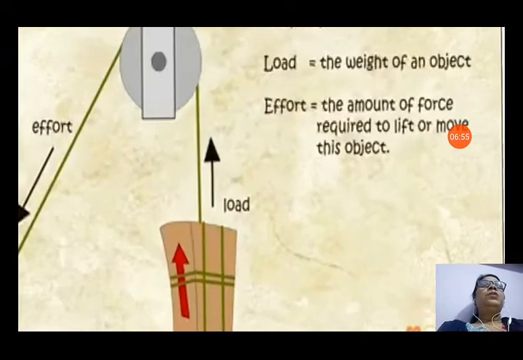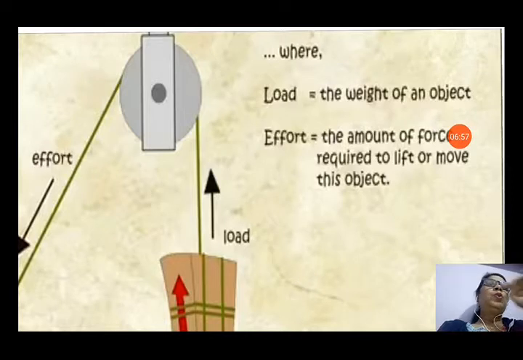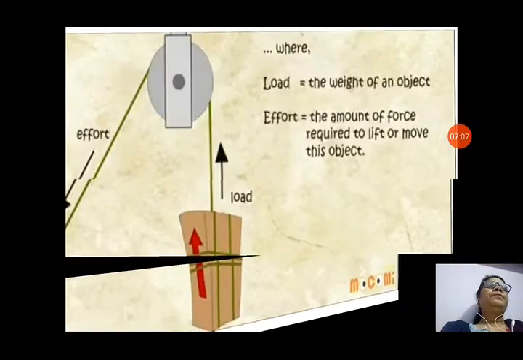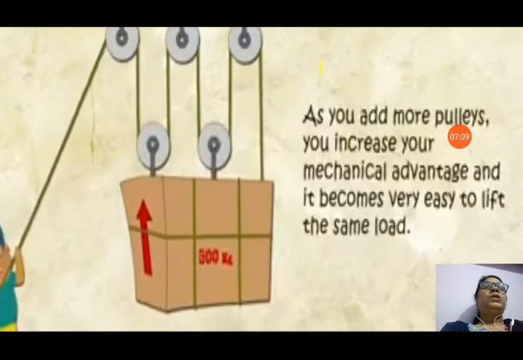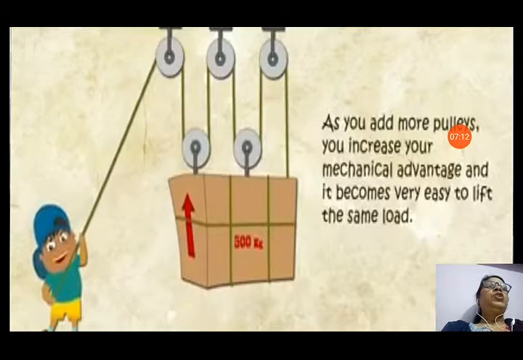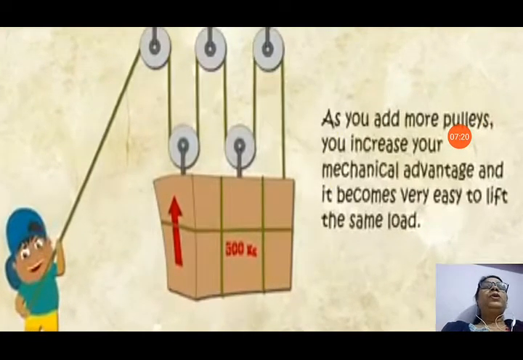You can see here in the pulley, the effort is on one side and the load is on the other. The weight of an object is known as load, and the amount of force required to lift or move the object is known as effort. Now let us see the difference. As you add more pulleys, you increase your mechanical advantage and it becomes very easy to lift the same load. In place of one pulley you can use many pulleys to make the work easier.